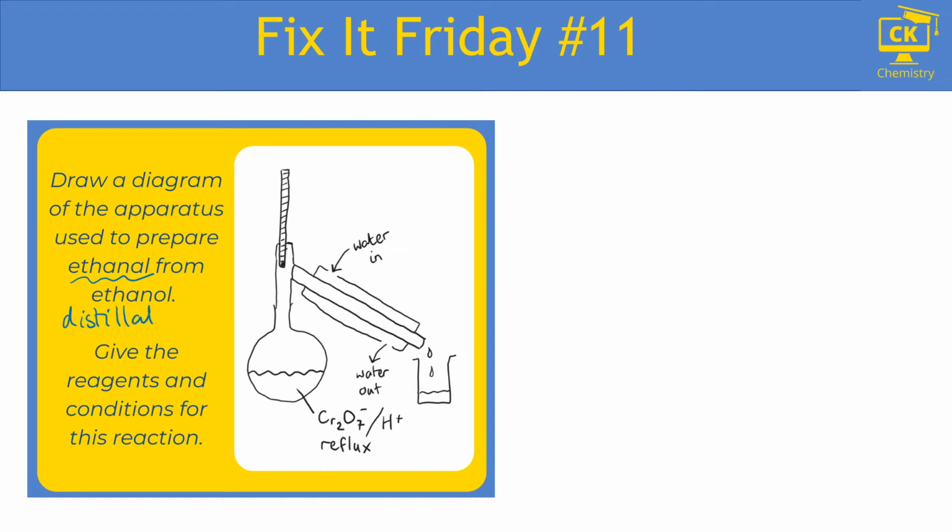So that's one of the things that's good about this diagram, that we've chosen the right apparatus. It's surprising how often we actually draw the wrong one. And then reagents and conditions have been asked for as well. So are there any other good things about this? Well, we've got a round flask with contents. So that's a strange thing to say maybe.